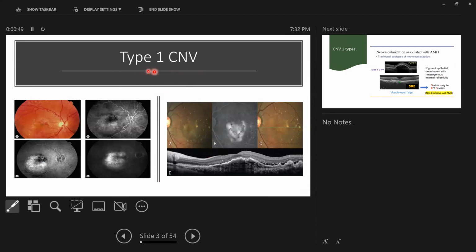The first type is type 1 CNV, which was previously called occult CNV, defined in the fluorescein angiography as an area of ill-defined hyperfluorescence followed by an ill-defined area of leakage. On the OCT, we can identify type 1 CNV as an area of irregular RPE detachment with a moderate reflective area just beneath the retinal pigment epithelium. So this is the type 1 CNV.